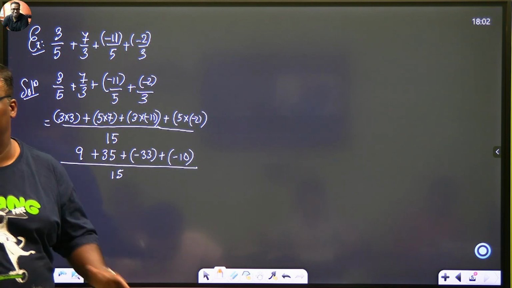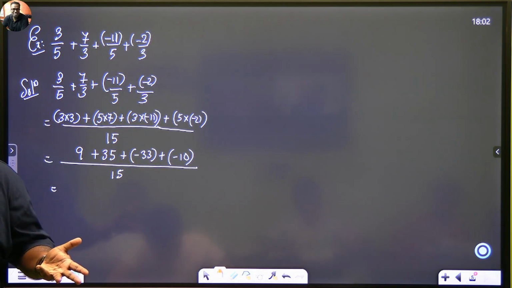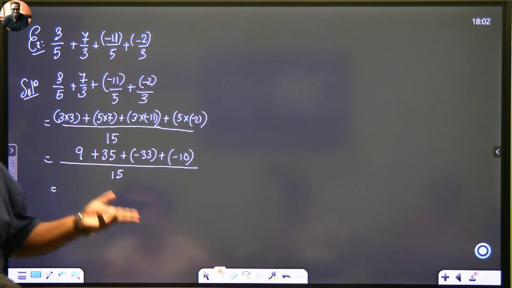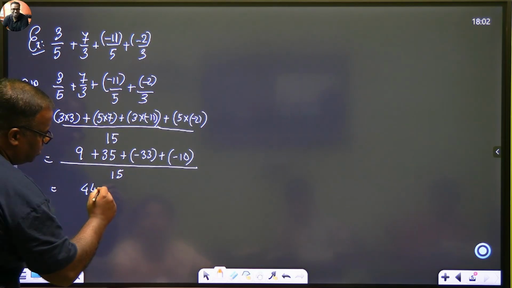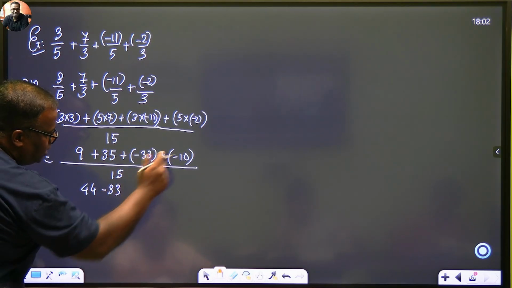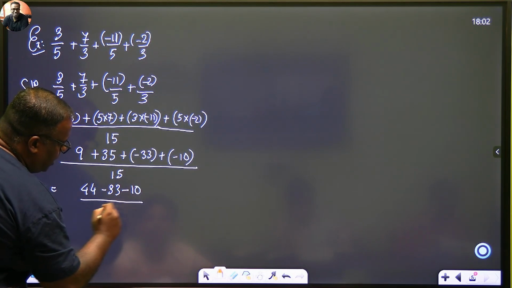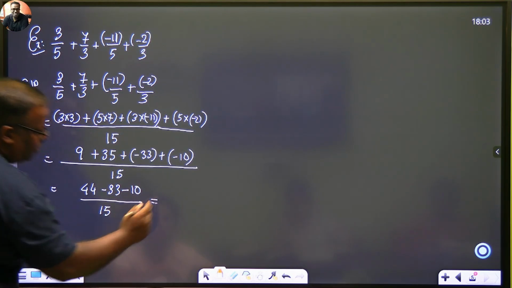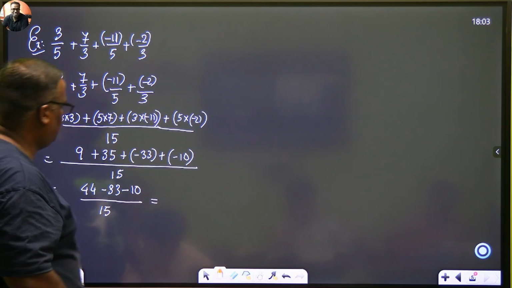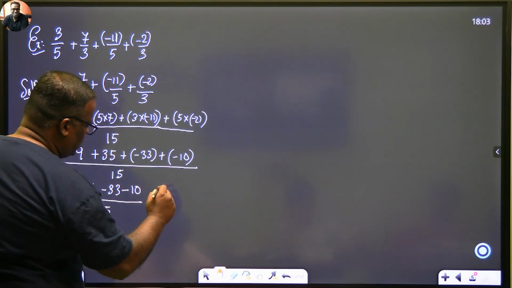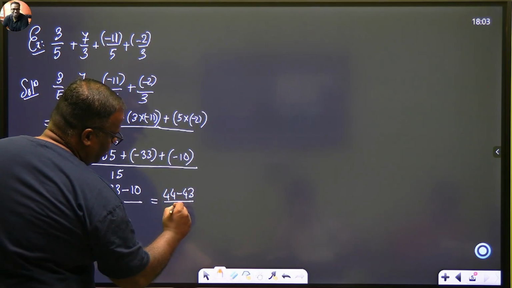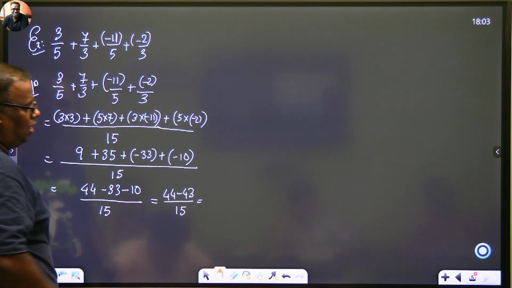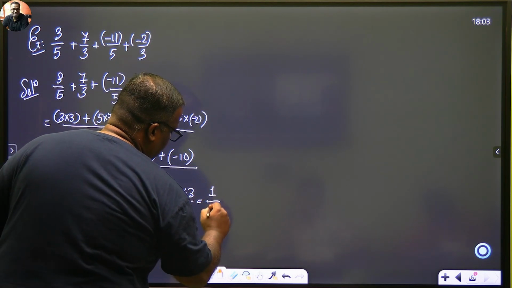Very good. So 35 plus 9. First do 35 plus 10. 35 plus 10 is 45. We had to do 9, so 44. Plus into minus is minus. Divided by 15. I'm going this side, okay? So we have 44. And can we do it together? Negative 33, negative 10 should give me how much? Negative 43. Very good. Over 15. And 44 minus 43, how much will be left? 1 will be left. 1 by 15.